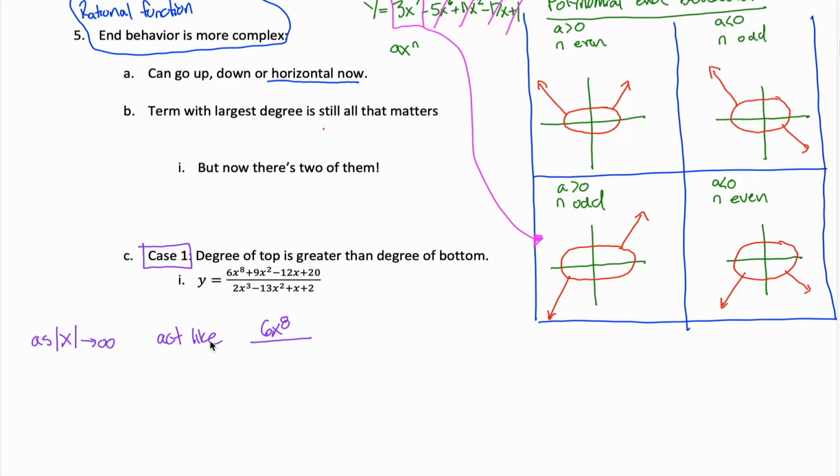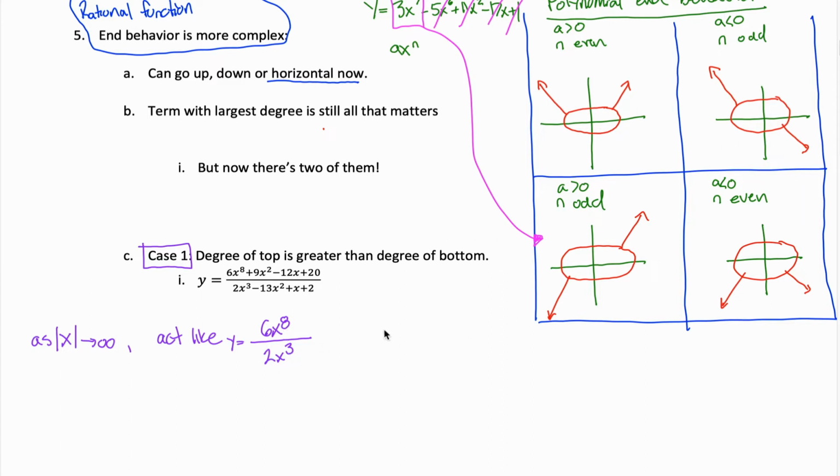One way you can write that mathematically is we can say as the absolute value of x heads towards infinity. In other words, when we go way to the right, if x goes towards infinity, or way to the left, if x goes towards negative infinity, in which case the absolute value of x would go towards infinity, this polynomial in the numerator is going to act like 6x to the 8th, and this polynomial in the denominator is going to act like 2x to the 3rd, so the rational function is going to act like 6x to the 8th divided by 2x to the 3rd.